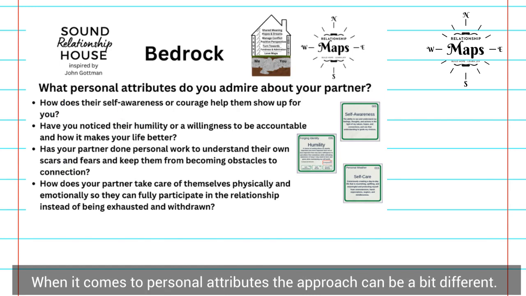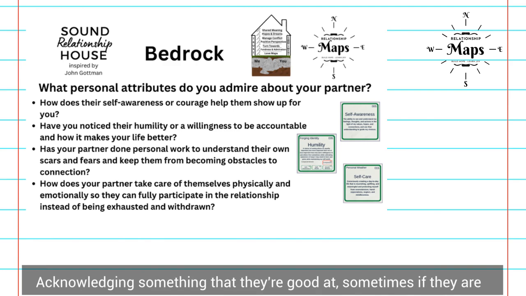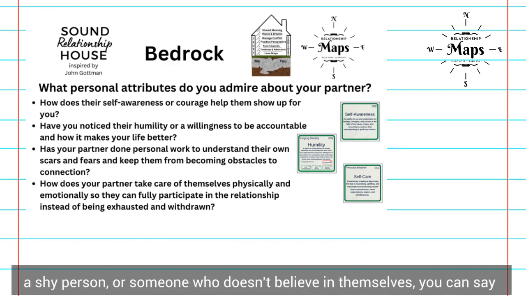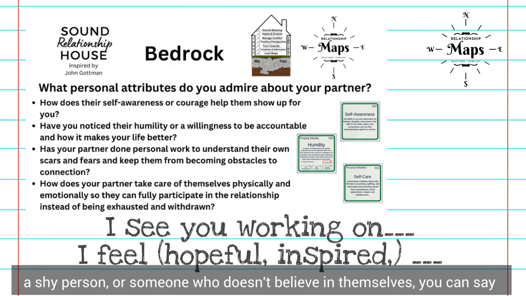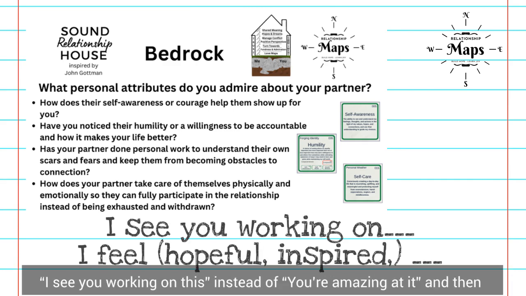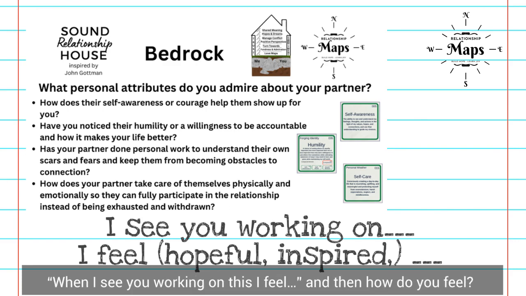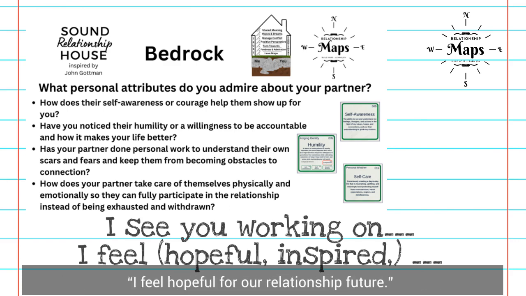When it comes to personal attributes, the approach can be a little bit different. Acknowledging something that they're good at. Sometimes if they are a shy person or someone who doesn't believe in themselves, you can say, I see you working on this, instead of you're amazing at it. And then when I see you working on this, I feel, and then how do you feel? I feel hopeful for a relationship future. I feel inspired. I want to be a better person. I feel grateful that you are involved in my life. I feel like our kids are going to benefit from this.